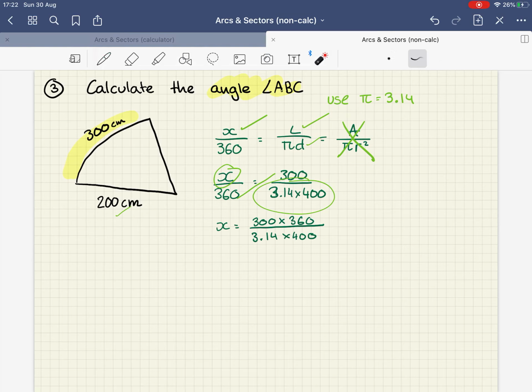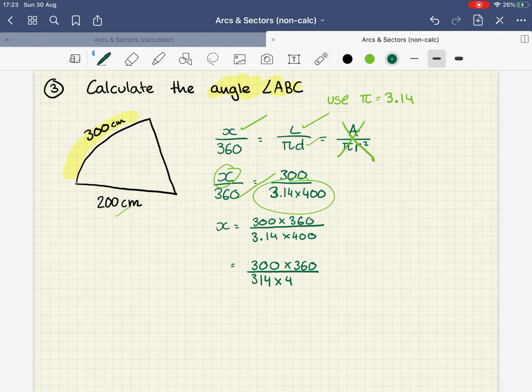So like before, with my 3.14, I want to get rid of that decimal. And luckily I've got this times 400, which I can break up as times 100 times 4, which is going to help me get rid of that decimal. So I still have that 300 times 360 on the top. On the bottom, I'm going to have 314 times 4.